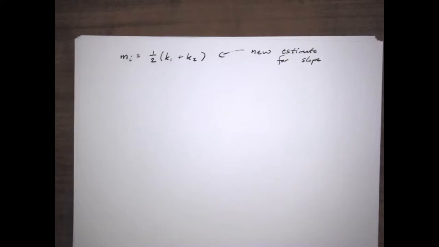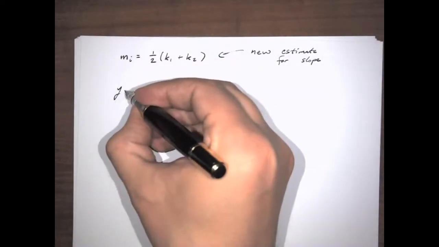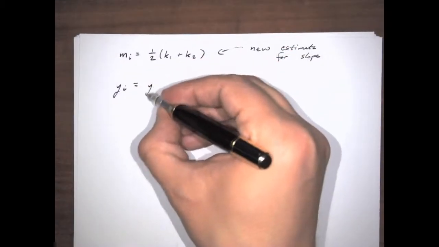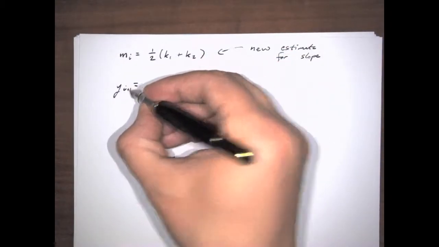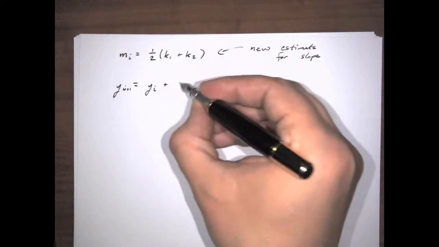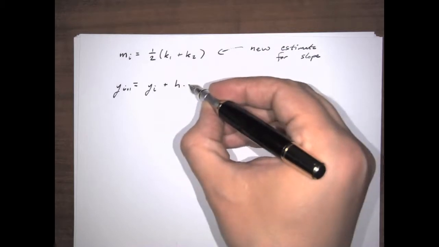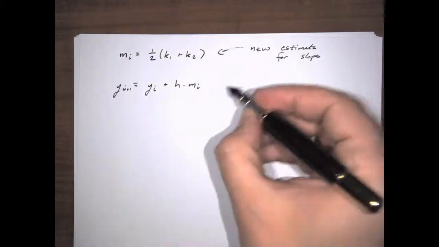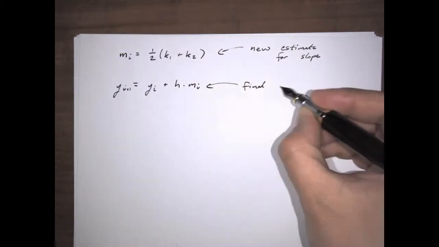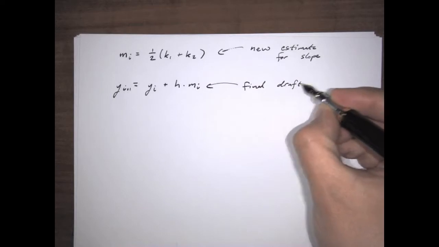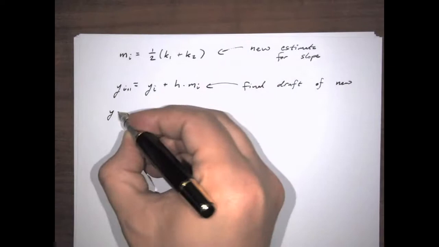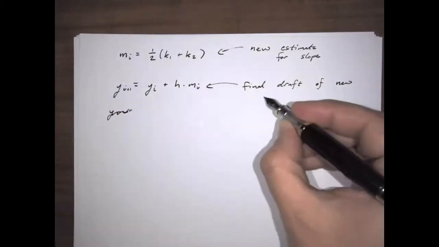And then the new y value can be arrived at by using that as the value for the slope. So y i plus 1 will be the previous y value plus h times m i. So this is the final draft of the new y value.